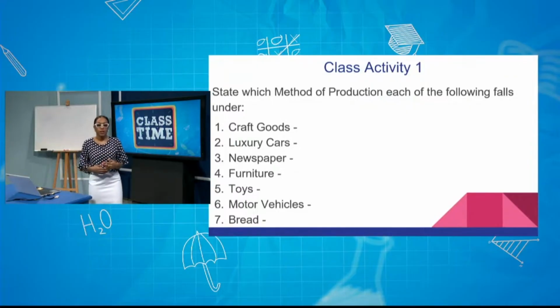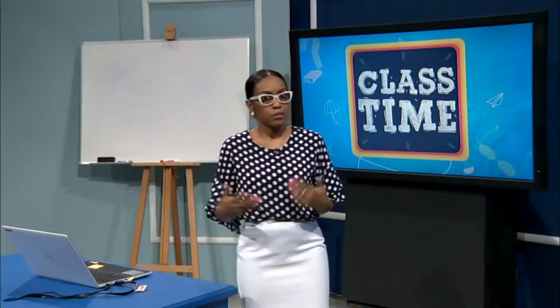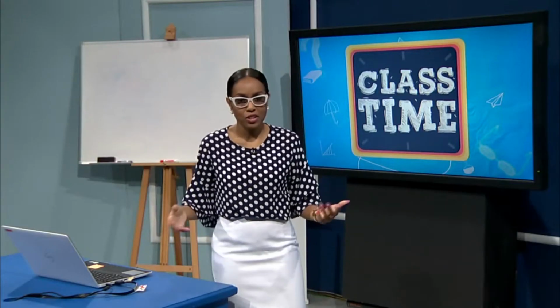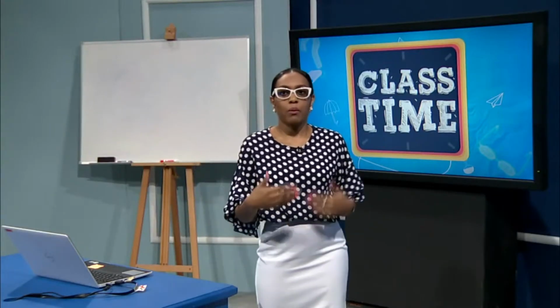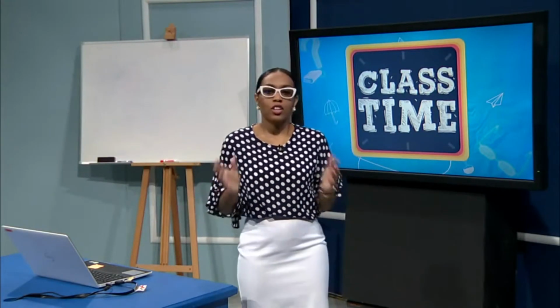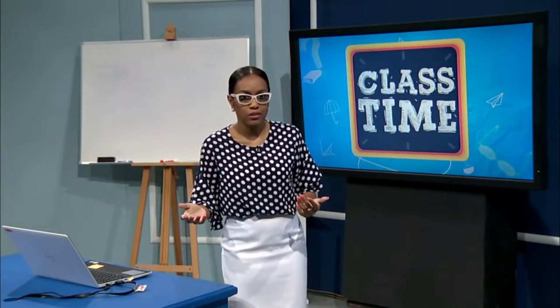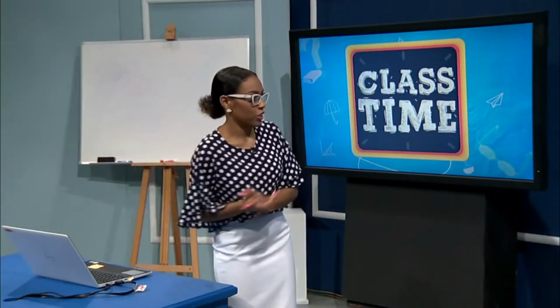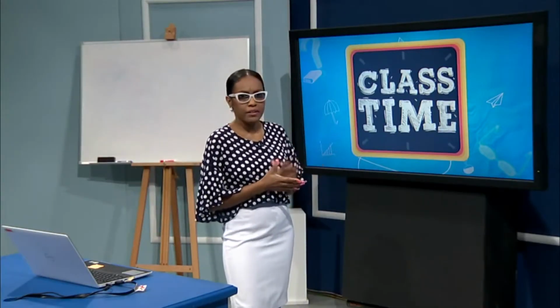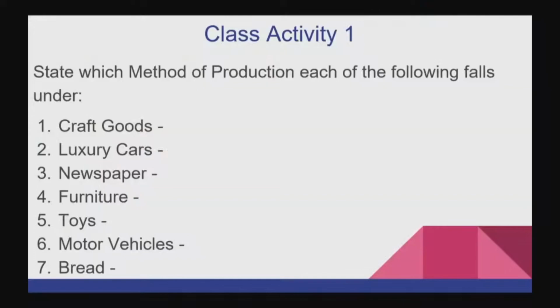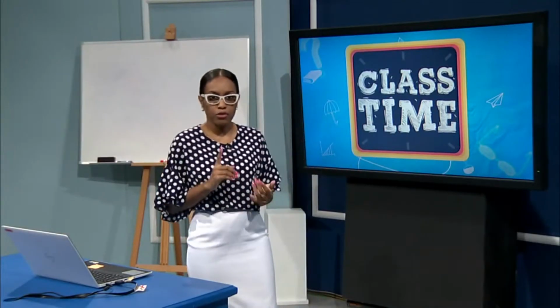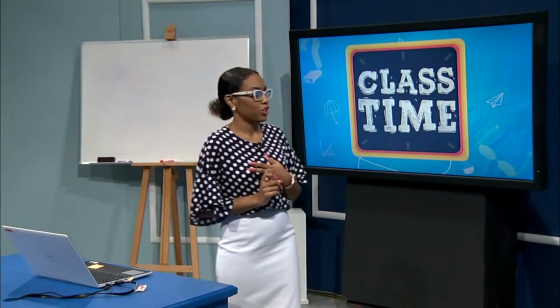Luxury cars, we're talking about you wanting certain things to be customized. This is your vehicle, your dream car. So you want to ensure that whatever you want, you get. So luxury car would fall under job production, whereas motor vehicles would fall under flow production. Awesome. Bread, batch production, and we did that in other questions earlier. All right. So those are some examples of job, batch, and flow production.